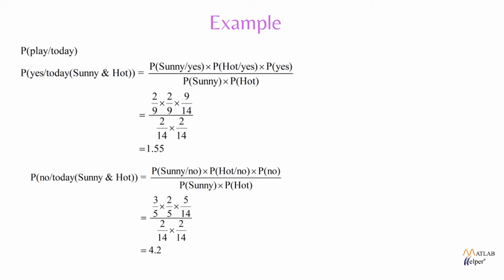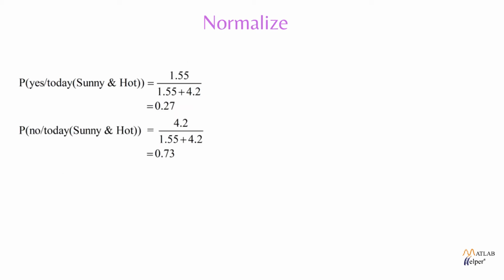Now fill in the probabilities by looking into the discussed frequency table. Right here you can see that after calculation we will get these values. Now normalize each probability. And now you can see the probability of no is more than the probability of yes for the same events. And we can say that for today, which has the events sunny and hot, the match will not happen. This is all about the Naïve Bayes algorithm.